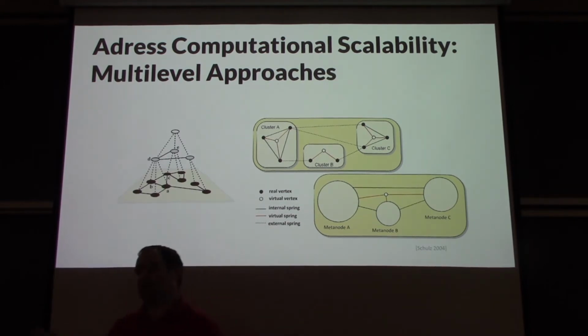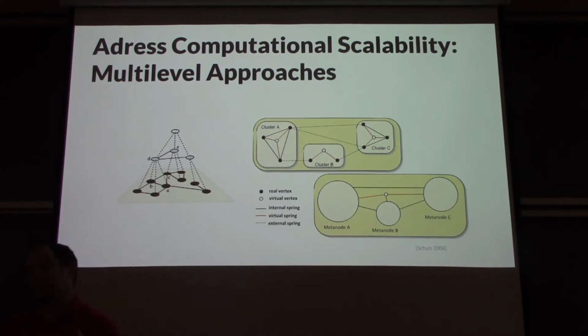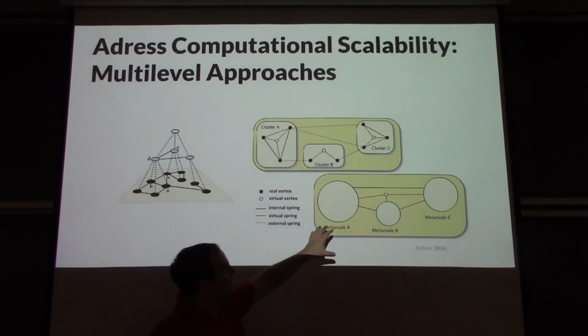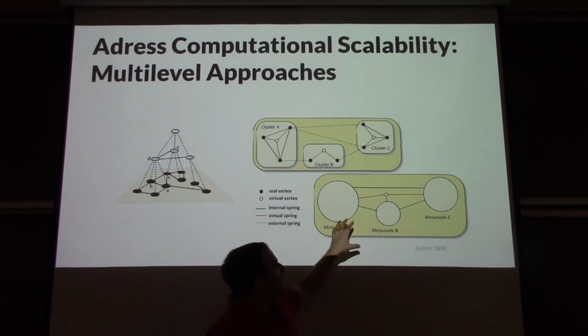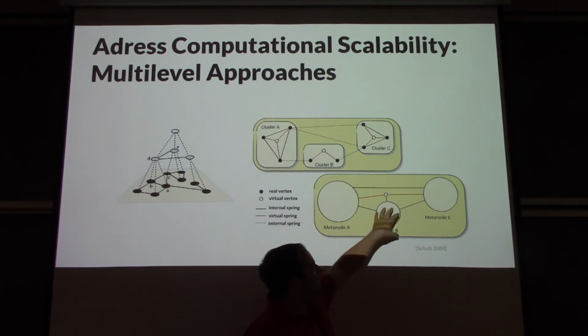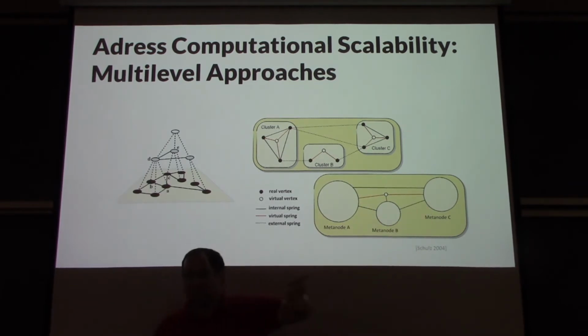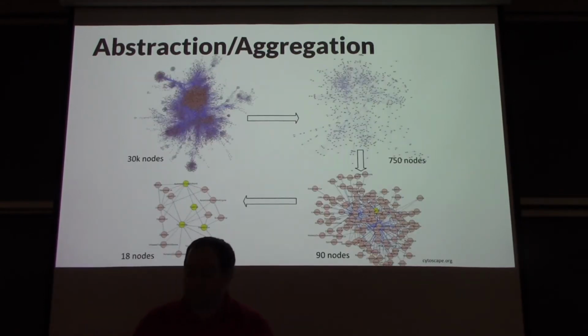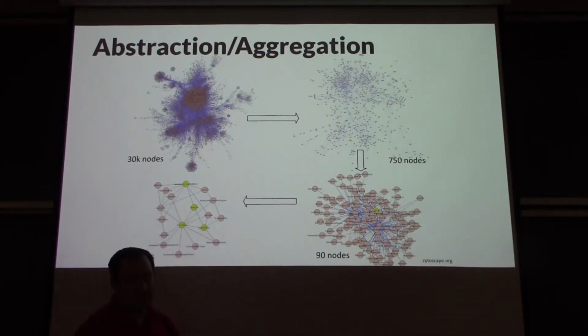Instead of having to compare every node with every other node, I've essentially broken it down to only compare the nodes within the cluster. So I place these three big meta nodes, and I do the layouts within them, and then I calculate the global layout. That's one approach to improve the scalability. The other approach is, of course, abstraction and aggregation.